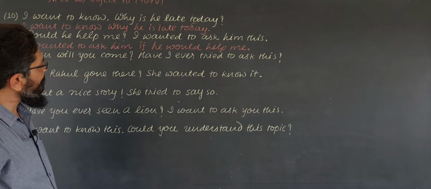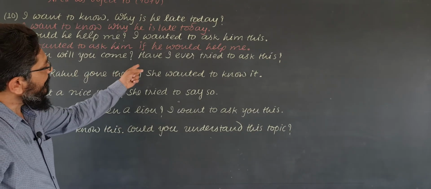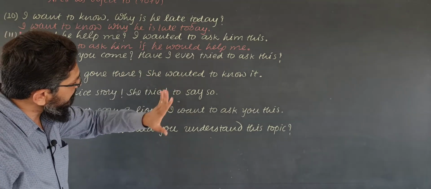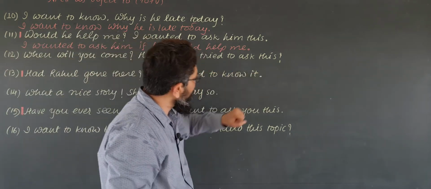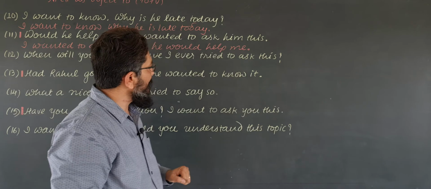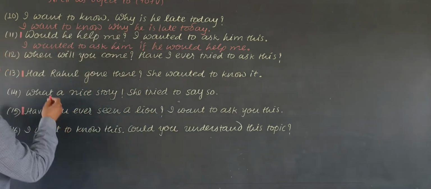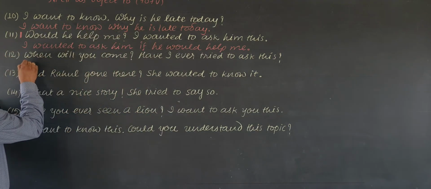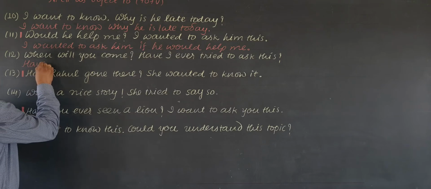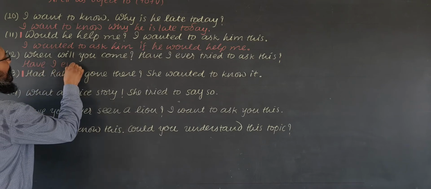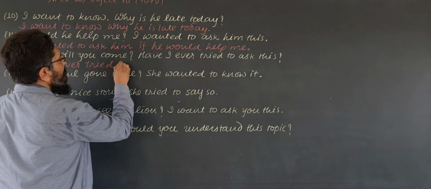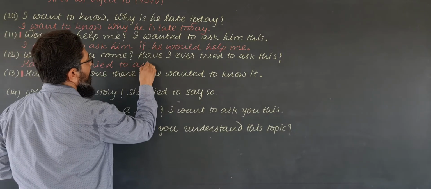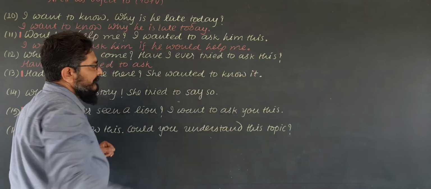When will you come here? Have I ever tried to ask you this? To ask. What to ask? This. So, this is going to be the main clause. First, I will write it. Have I ever tried to ask this? Have I ever tried to ask. This will be removed.